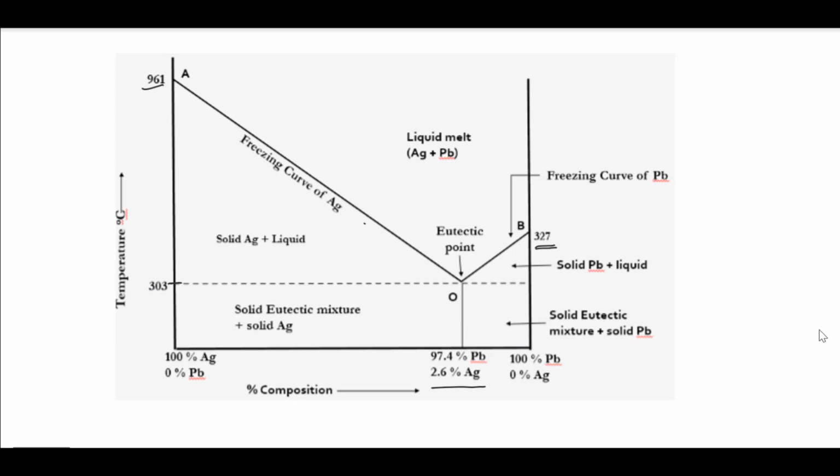The degree of freedom along the OA and OB curves is 1, because when we fix the temperature, there can be only one composition value, and vice versa. This is all about the eutectic system and its variation of temperature with composition.